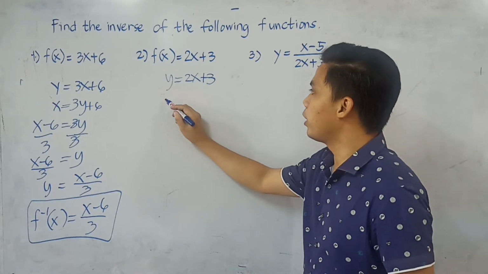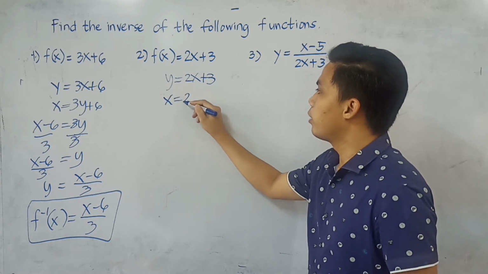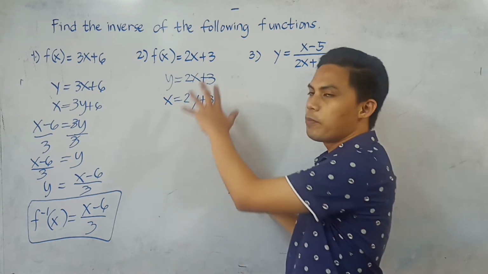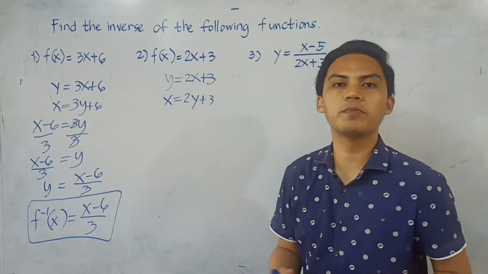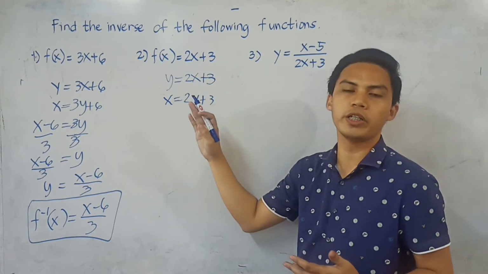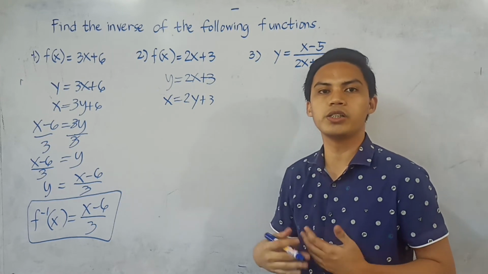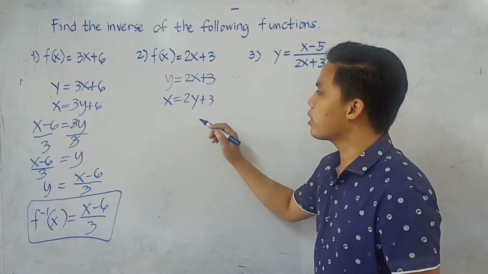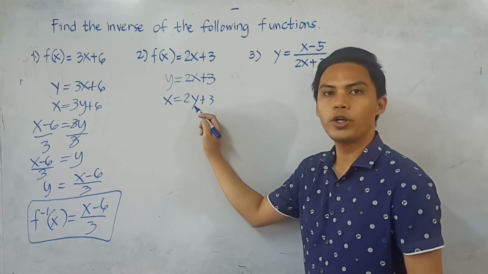So ang y magiging x, then si x naman magiging y. Then the rest, copy lang natin. Now, if in case maraming x variables and y variables, then lahat din sila mag-change ng places. Okay? Then, the next step, we're going to solve for y.